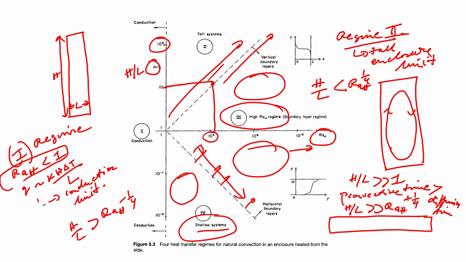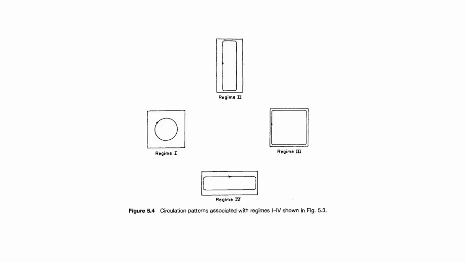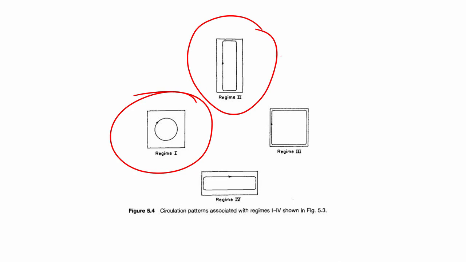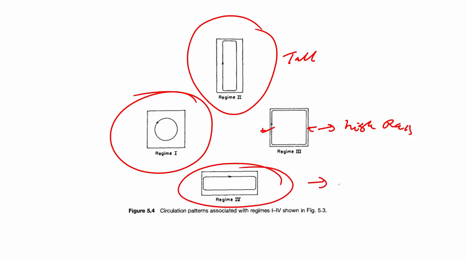Before I end, we will discuss a little bit more on this. These are the types of regimes that will form. This is regime 1, which is a pure conduction type of regime. This is regime 2, which is basically your tall enclosure regime. This is regime 3, which is the high Rayleigh number regime. You can see very distinct boundary layers here. And this is the regime where you actually have the shallow enclosures.